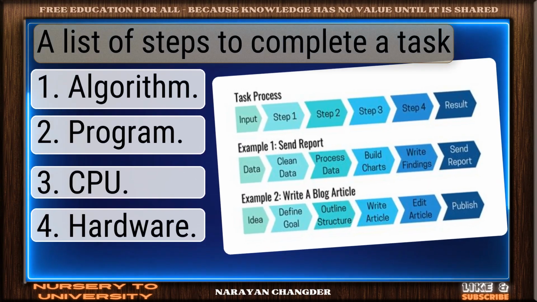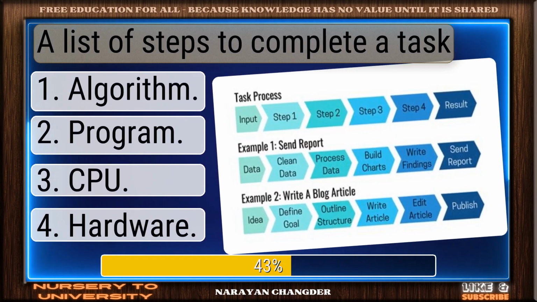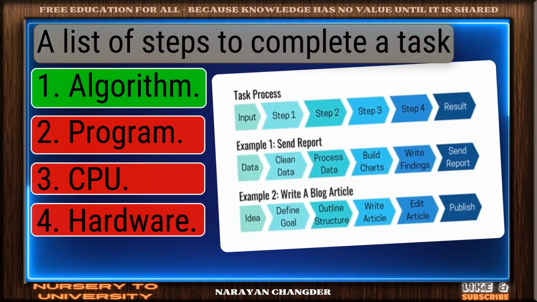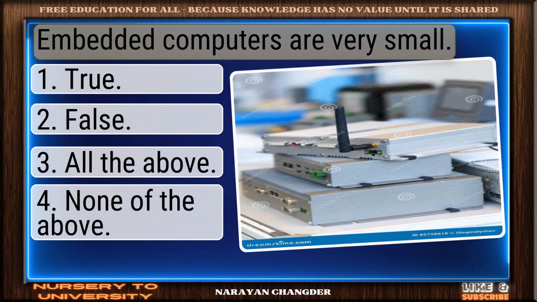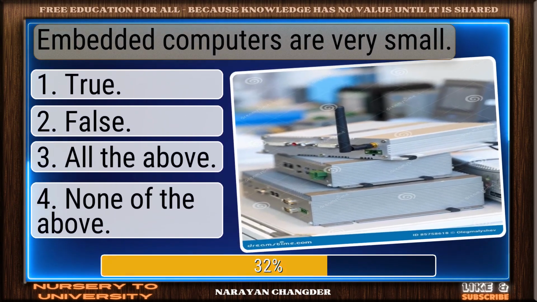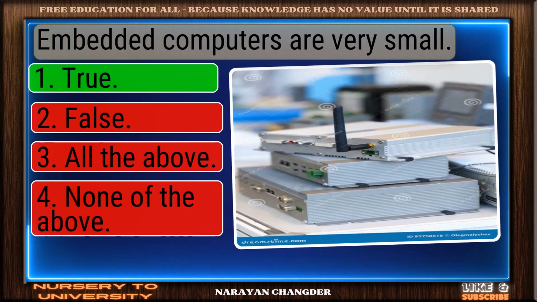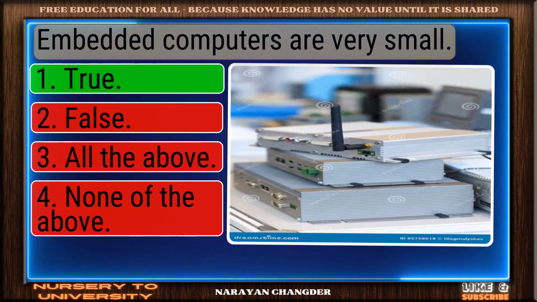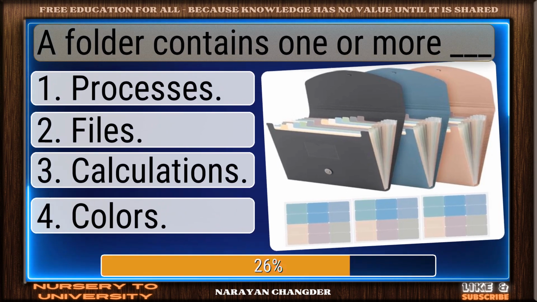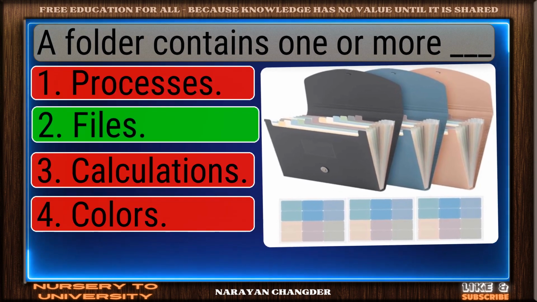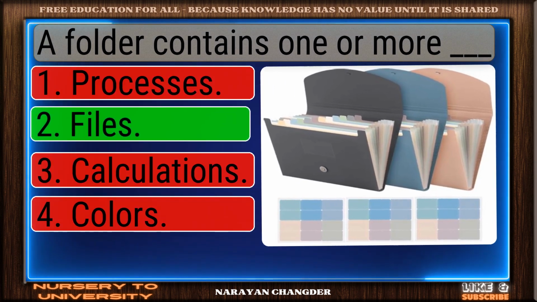A list of steps to complete a task. Bravo. Algorithm is the answer. Embedded computers are very small. Good job. True works well. A folder contains one or more dash. You're right. Files is correct.